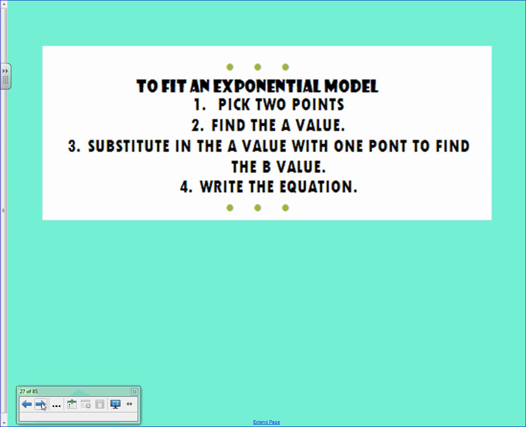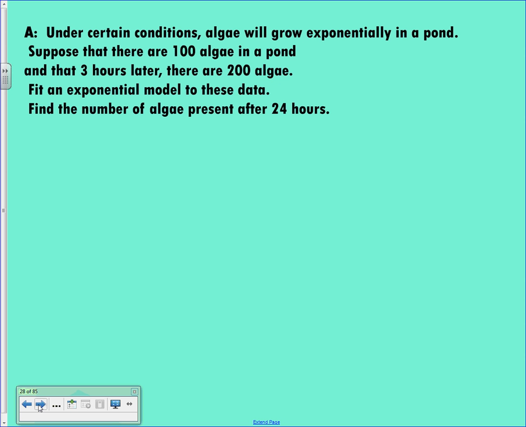So you can think about this like using 2 points to make a line, and we're going to use it for an exponential. So instead of using mx plus b, we're going to use a times b to the x. So let's take a look at our first example. Example A: under certain conditions, algae will grow exponentially in a pond. Suppose that there are 100 algae in a pond, and 3 hours later there are 200 algae. So we want to fit an exponential model.